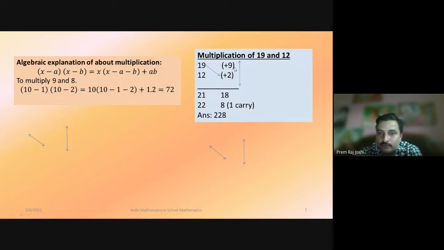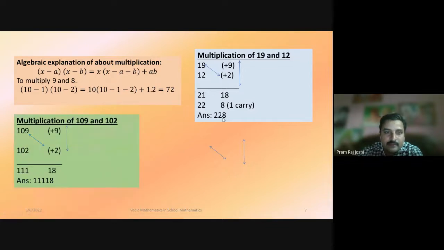Then we multiply vertically 9 and 2, we get 18, and add crosswise. That is, 19 plus 2 or 12 plus 9, whichever we do, we get 21. But here it is 18, so this 1 goes to the left part as a carry, and it becomes 22, and here just 8 remains. So the final answer is 228.